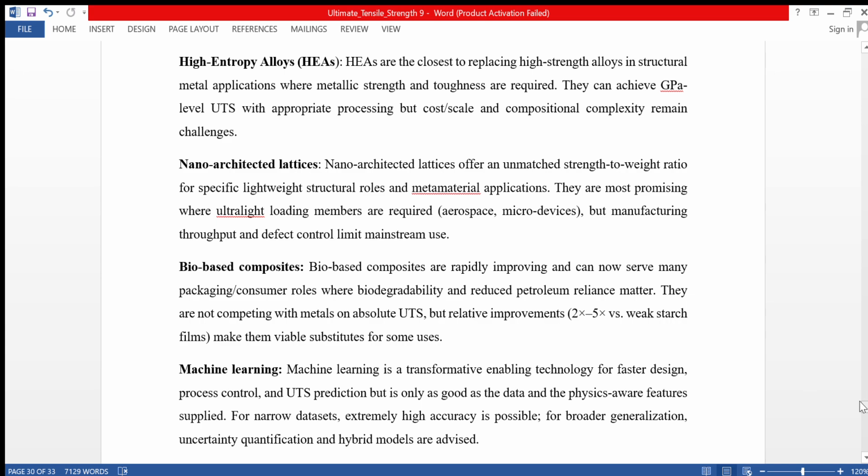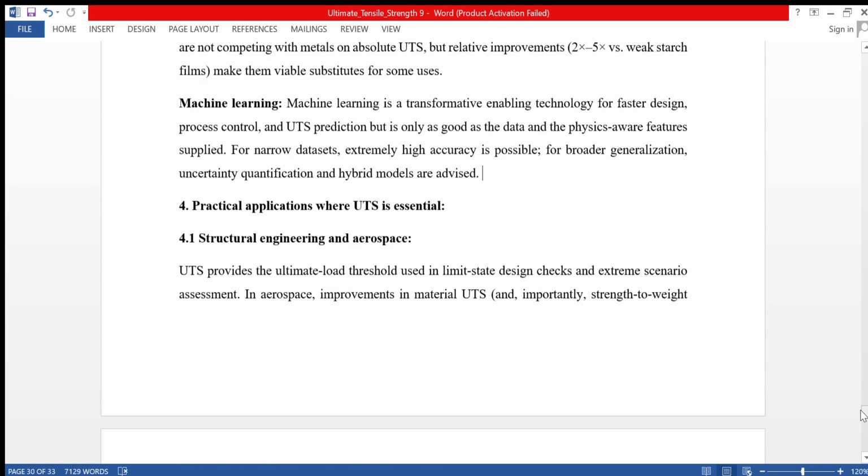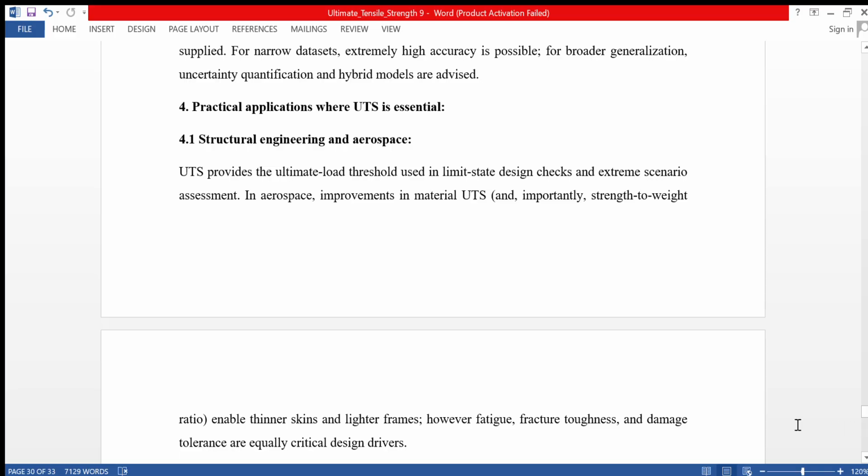Next point is practical applications where UTS is essential. Structural engineering and aerospace: UTS provides the ultimate load threshold used in limit state design checks and extreme scenario assessment. In aerospace, improvement in UTS enables thinner skins and lighter frames. However, fatigue, fracture toughness and damage tolerance are equally critical design drivers.